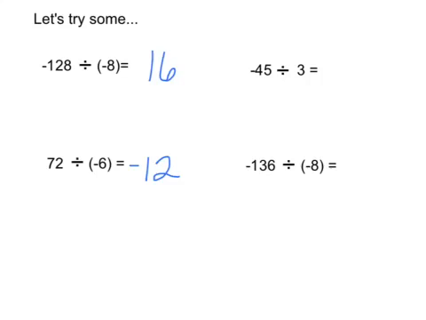Let's move to the top. I've got negative 45 divided by 3. Well, 45 divided by 3 is 15. And again, I've got a negative and a positive, so my signs are different. My answer is negative. And lastly, 136 divided by 8. Well, 136 divided by 8 is 17. I've got a negative divided by a negative, so my answer remains positive.